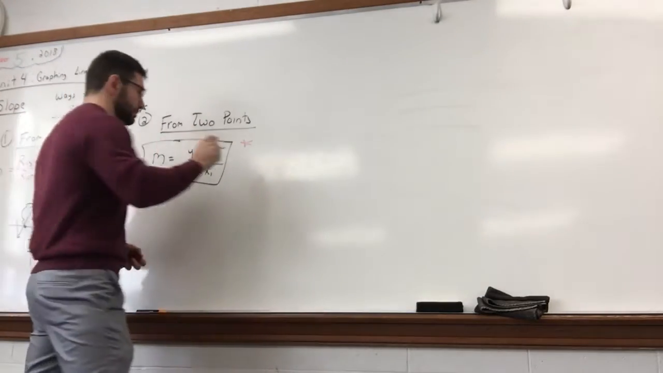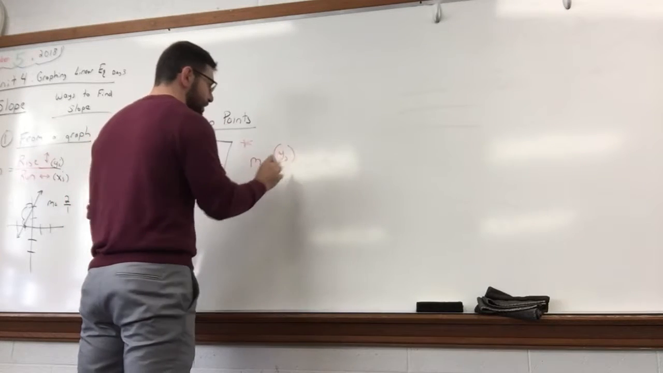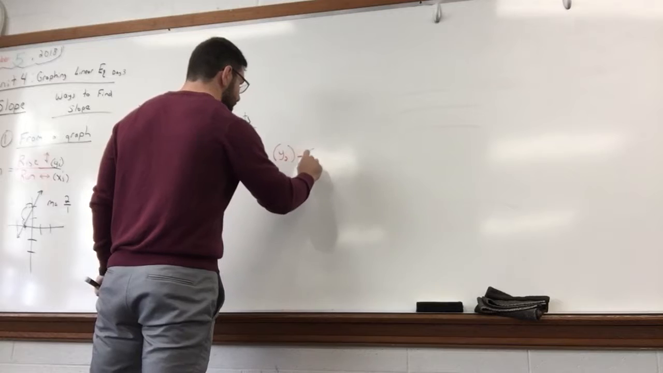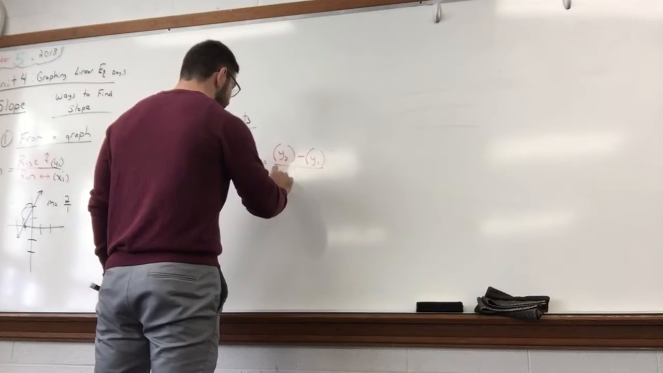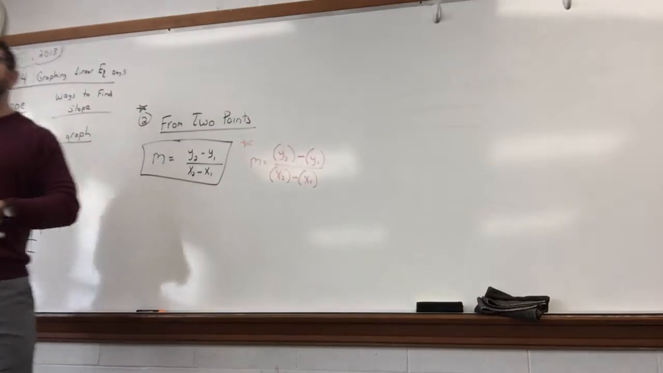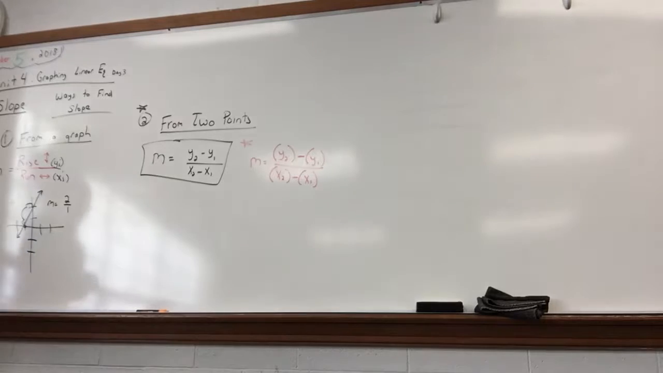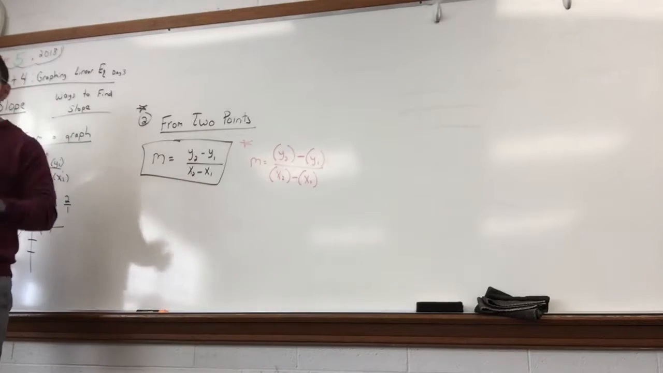So red's important. We're going to say m equals (y2) minus (y1), divided by (x2) minus (x1). So the difference in y values, the difference in x values. Difference. Subtract. B told us that, right?